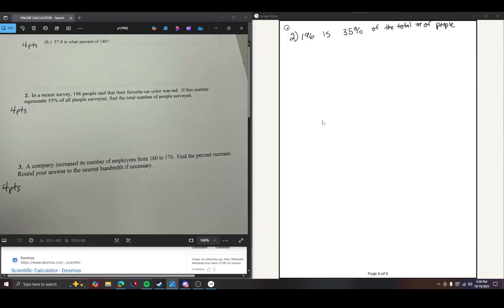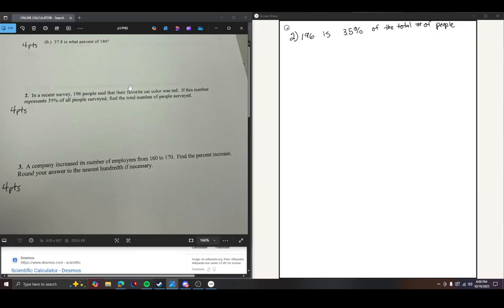Let's see. Okay, so this is question number 2. In a recent survey, 196 people said that their favorite color was red. If this number represents 35% of all people surveyed, find the total number of people surveyed. This is one of those ones that's really wordy, and they don't need to make the sentence that long, but they want to test your ability to read multiple sentences and pull the equations together.